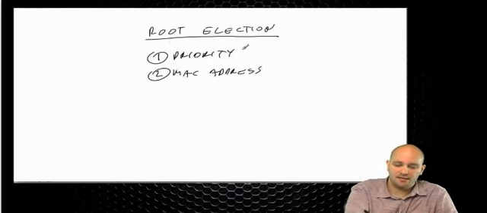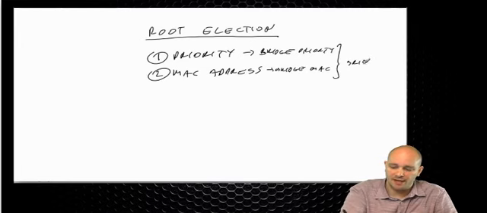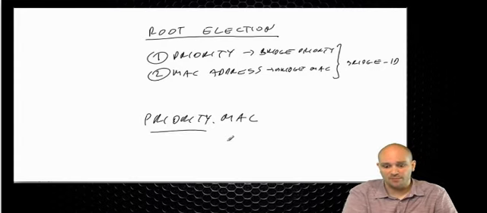Now, I should say that this is actually the bridge priority, and that this is the bridge MAC address, which together form something called the bridge ID. This is a composite value where we have the priority followed by the MAC address. So priority will actually take precedence over the MAC address.